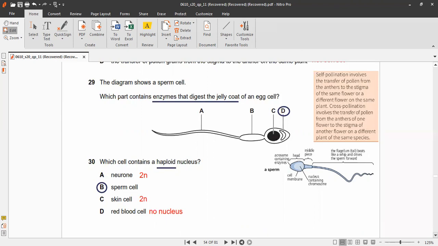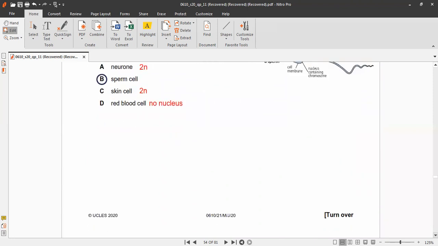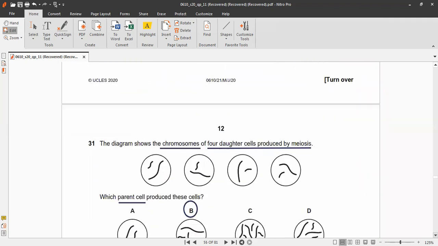Which cell contains a haploid nucleus? Yes, sperm cell, because neuron is diploid, skin cell is also diploid, and red blood cell has no nucleus. So the correct answer is B, sperm cell or egg cell.